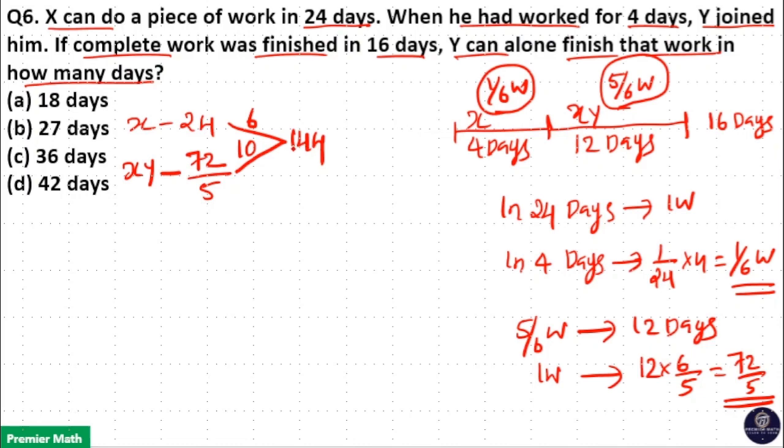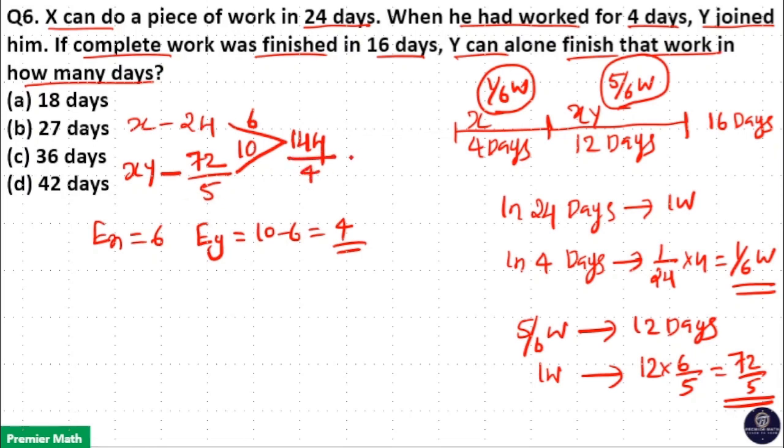Now concept of this diagram means 144 is the total work and X efficiency is 6 and XY efficiency is 10. Efficiency of X is 6 and efficiency of Y will be 10 minus 6, which is equal to 4 unit. That means Y can complete 144 unit of work in 144 by 4 days. That is equal to 36 days. So option C is your answer.